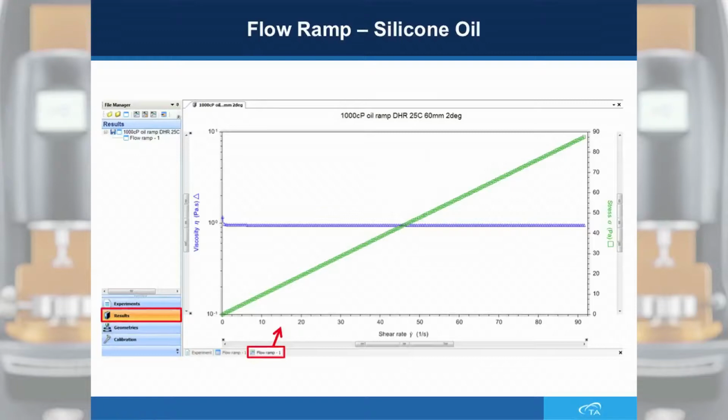Again, Trios will open the results view and display the real-time data collected. The test results from the 1 pascal second oil are shown here, plotted as viscosity and stress versus shear rate. To view the experimental parameters or the tabulated data, remember, just click on the corresponding tabs at the bottom of the screen.